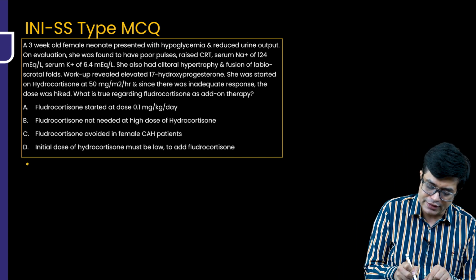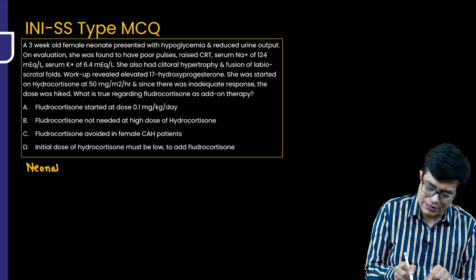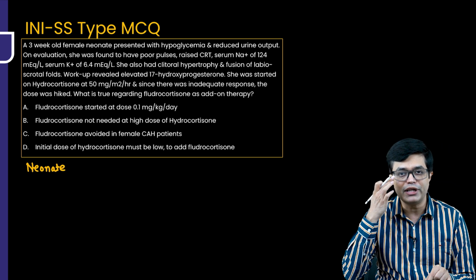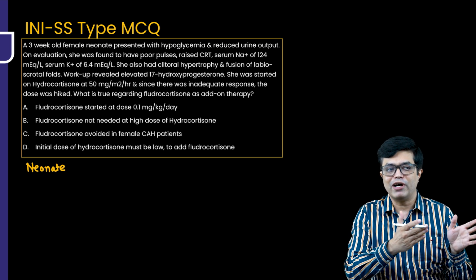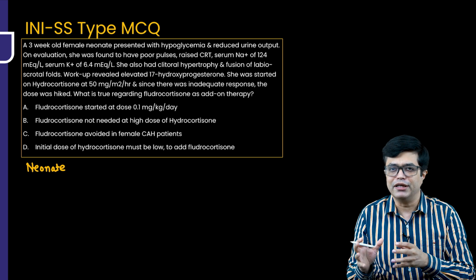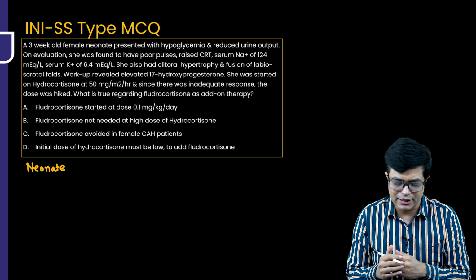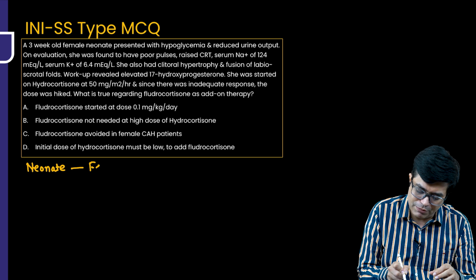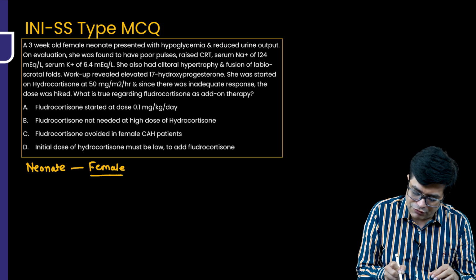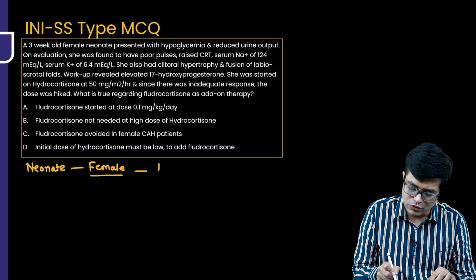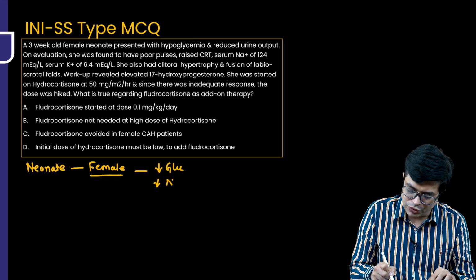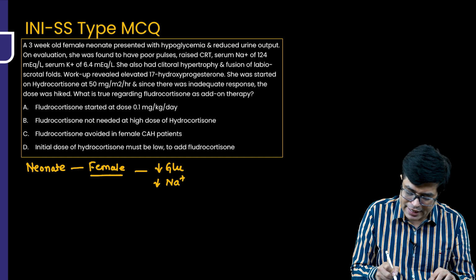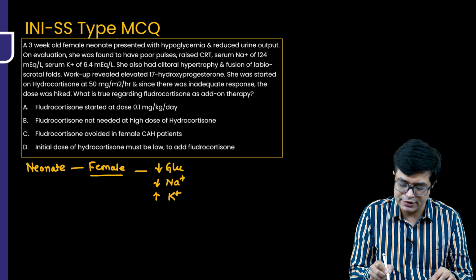What we are seeing here is a neonate, right? A child presenting in 3 weeks of life. Generally we know that congenital adrenal hyperplasia patients do not present at birth, they present between 5 to 7 days of life till about day 28. So generally second or third week of life they will be presenting. So it is a female neonate who has presented. What are the features she has presented with? She has low blood glucose, so hypoglycemia is there. She has low serum sodium, so hyponatremia is there, and she has increased potassium levels, so hyperkalemia is there.